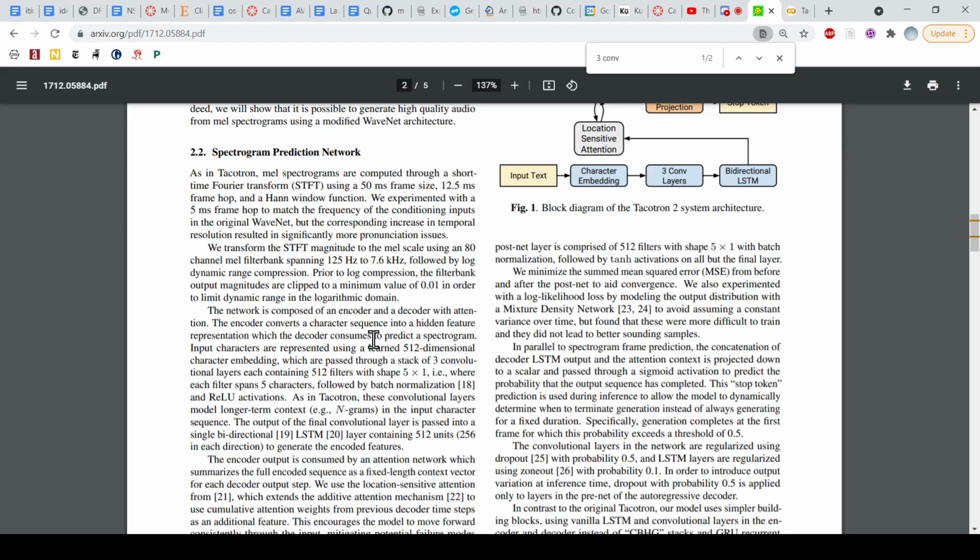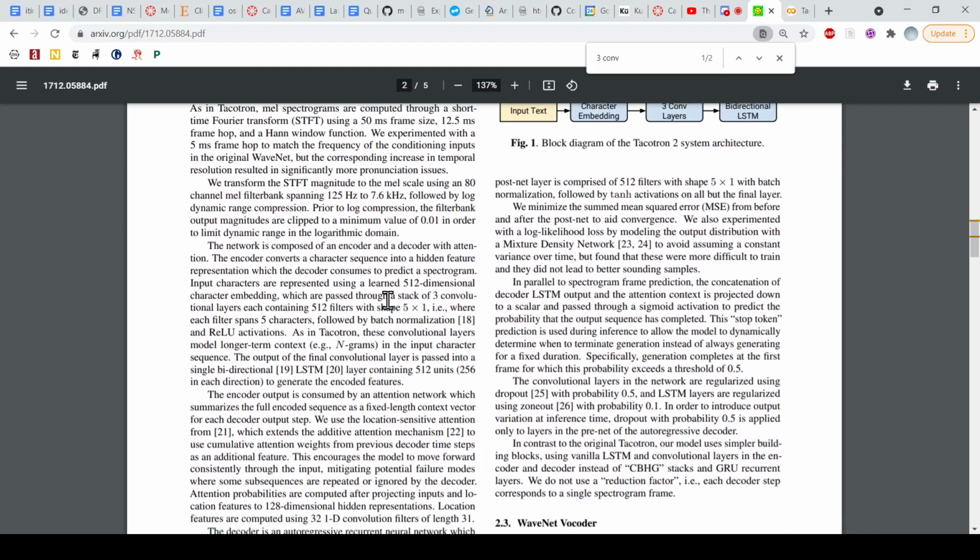Input characters are represented, I think we read this part, but they're embedded, the input characters, so it's not words, it's just characters, like A, B, C, D, E, F, G, where each filter spans 5 characters followed by batch normalization and ReLU activations. As in Tacotron, these convolutional layers model longer-term contexts, e.g. n-grams, in the input character sequence. The output of the final convolutional layer is passed into a single bidirectional LSTM layer containing 512 units, 256 in each direction, to generate the encoded features.